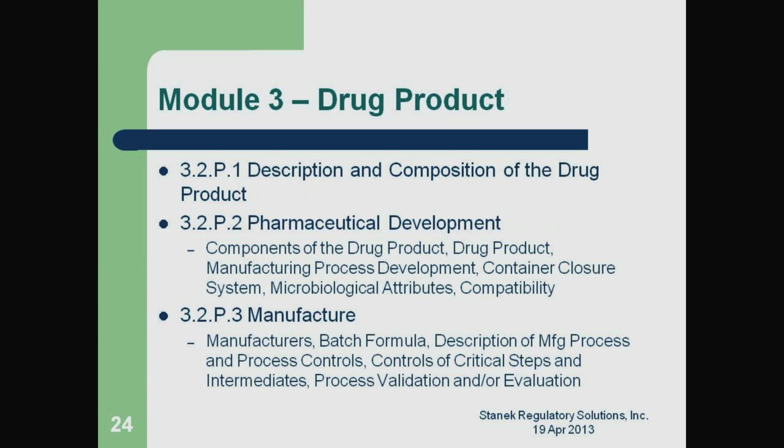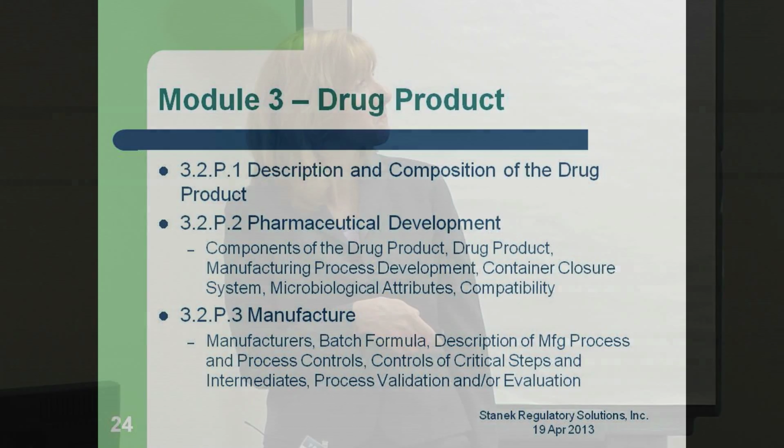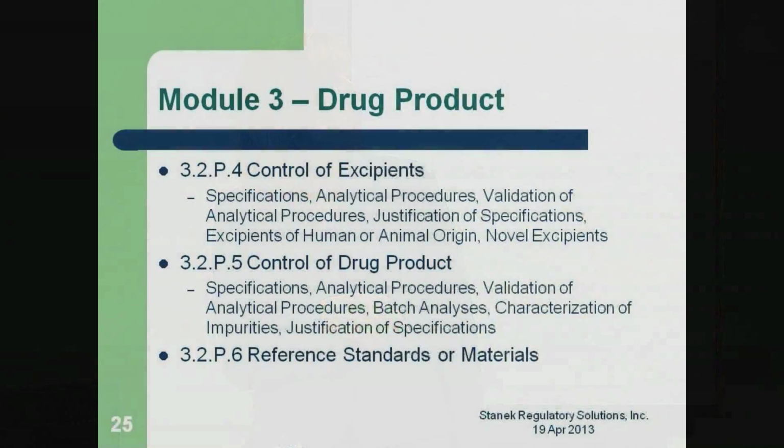3.2.P.3, similar to the 3.2.S.2. They need to identify all of their manufacturers, their batch formula, how they're manufacturing, how they're controlling their process, and their process validation as well. This is a different section for the drug product. There's a whole section on control of excipients. Again, their specifications, their analytical procedures, why they're doing the tests that they're doing, do they have anything of animal origin, and is anything novel? And this may be a place where they would refer to another DMF for a particular exotic excipient.